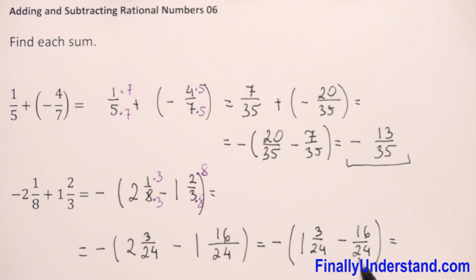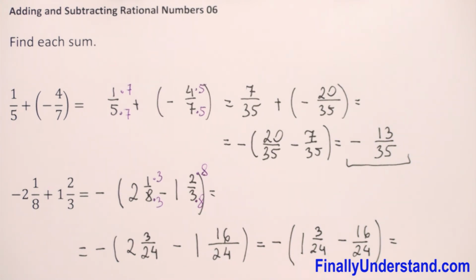How we subtract fractions? We have to have the same denominator, so we have. But here we have 3 minus 16. We cannot do that. So we will change this mixed number to improper fraction. How we do this? We multiply denominator by whole number and we add numerator. So we have 24 times 1 is 24 plus 3 is 27. So we have 27 over 24 minus 16 over 24.